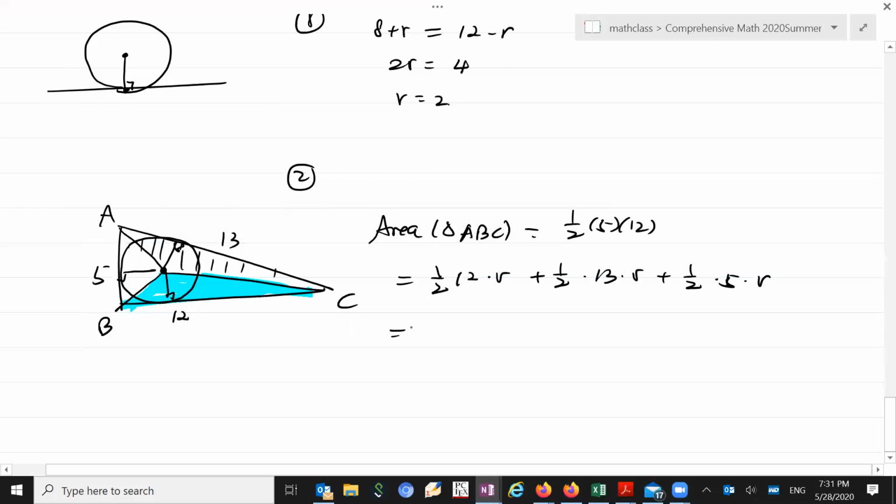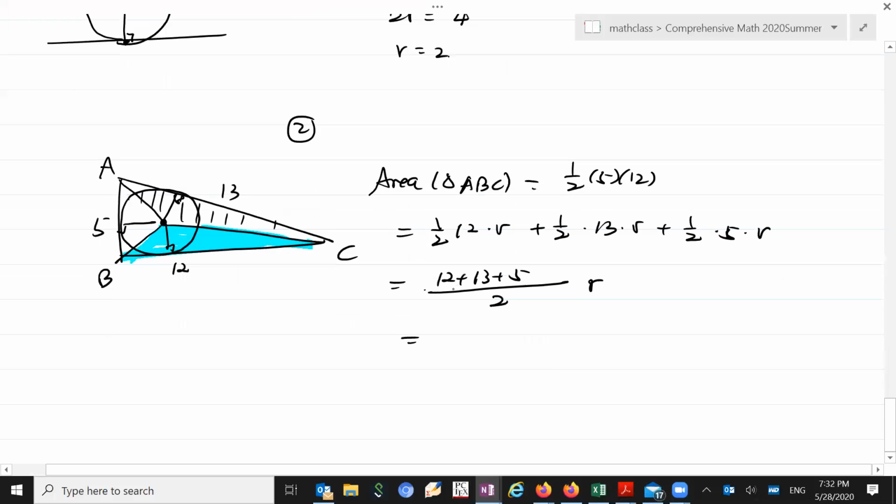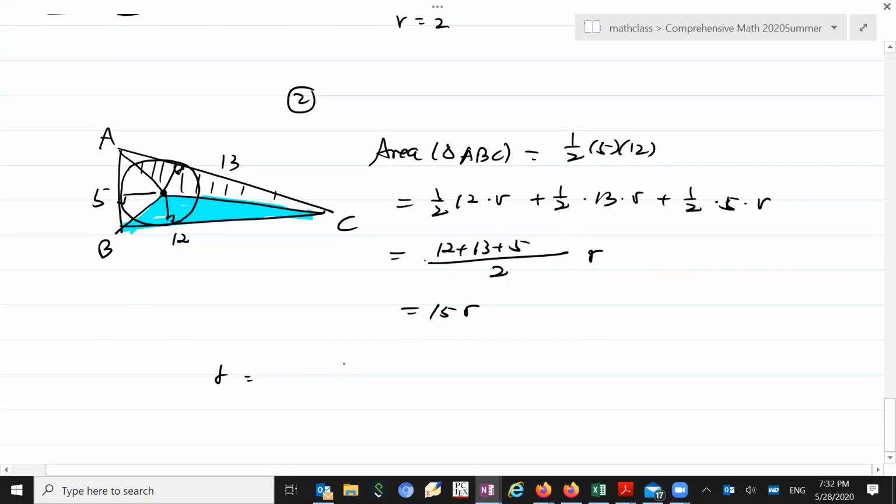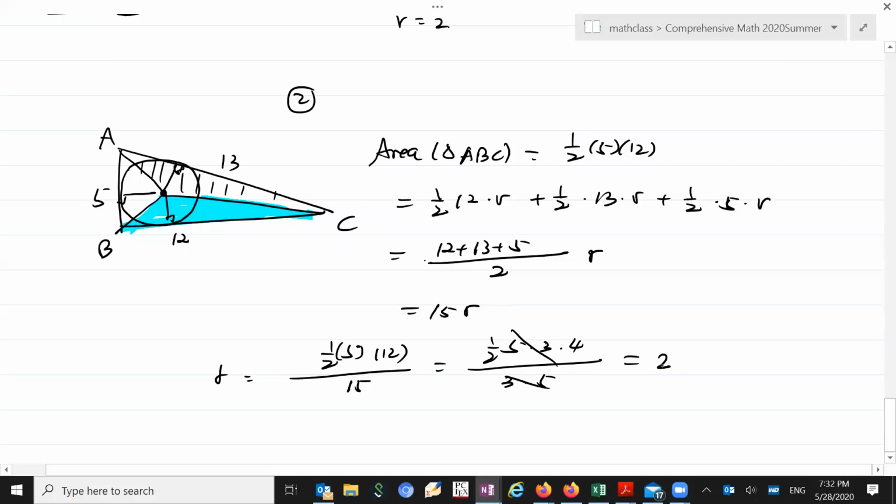So that's going to be 12 plus 13 plus 5, times r, halved. Let's simplify it. 12 plus 13 is 25, 25 plus 5 is 30, 30 divided by 2 is 15. So r is going to be half of 5 times 12, divided by 15. Simplify: 12 is 3 times 4, and 3 times 5 cancel, that's still 2. See, you get the answer 2.